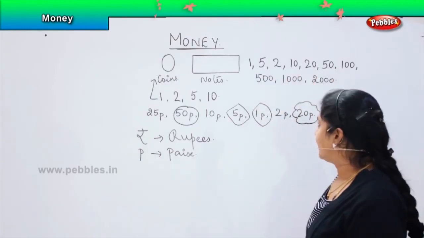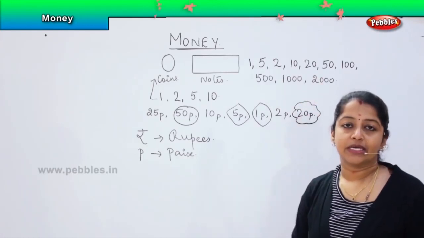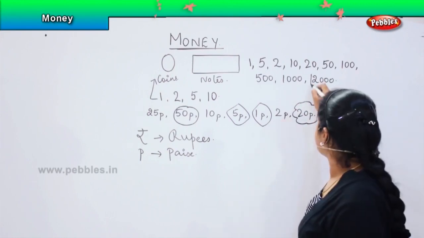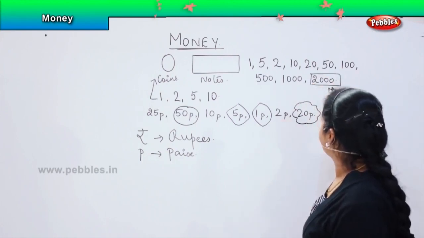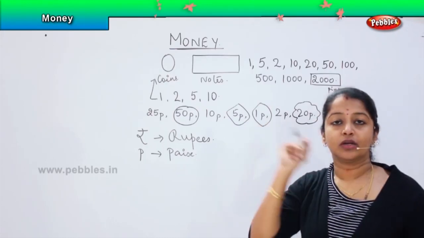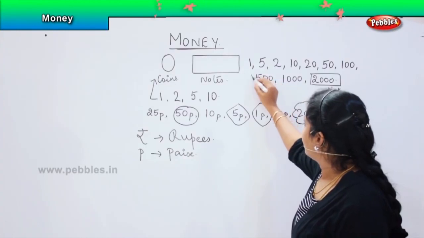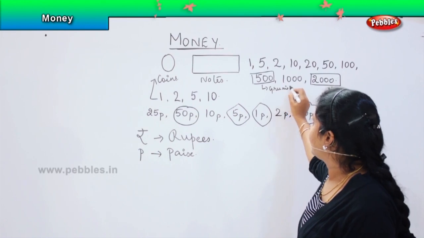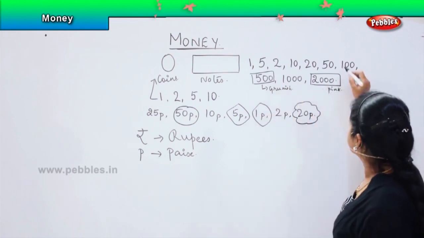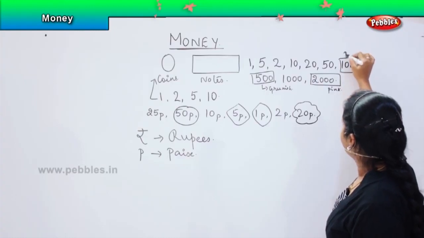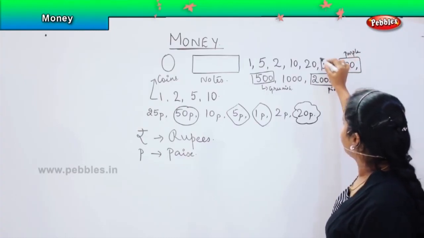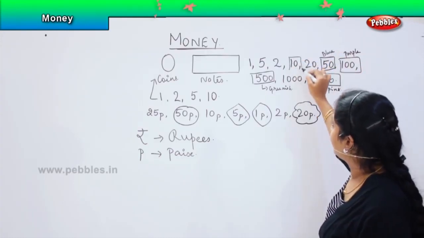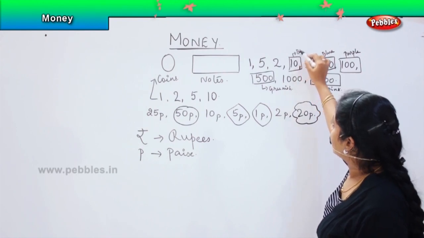Yes, so earlier all the notes had a similar color, but of late we can see variance in the color. For example, 2000 we can see in pink color. Yes, a single note with a 2000 denomination. 500 you can find in a greenish color, right? Then you can find your new 100 rupee in purple color. You can find your 50 rupee in blue color. You can find the new 10 rupee note in brown color.